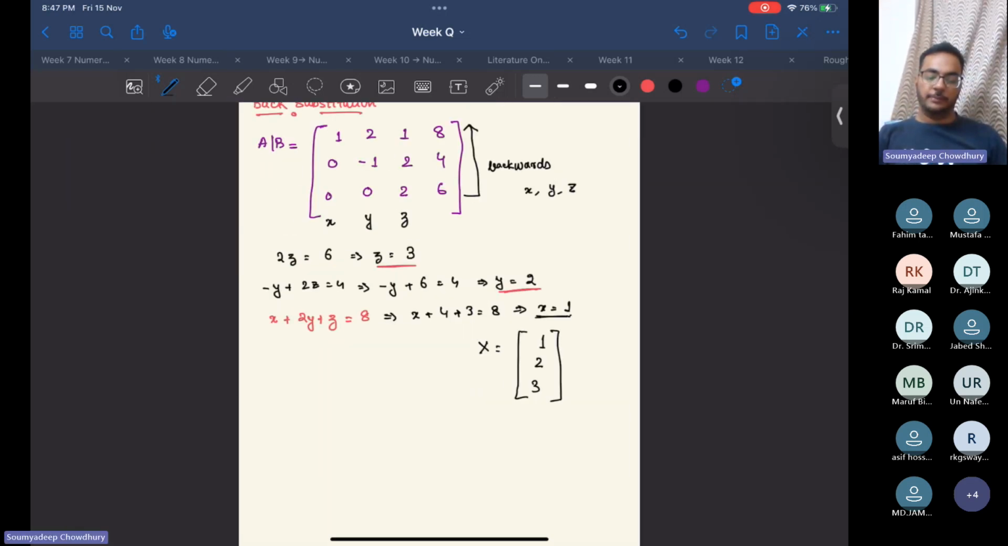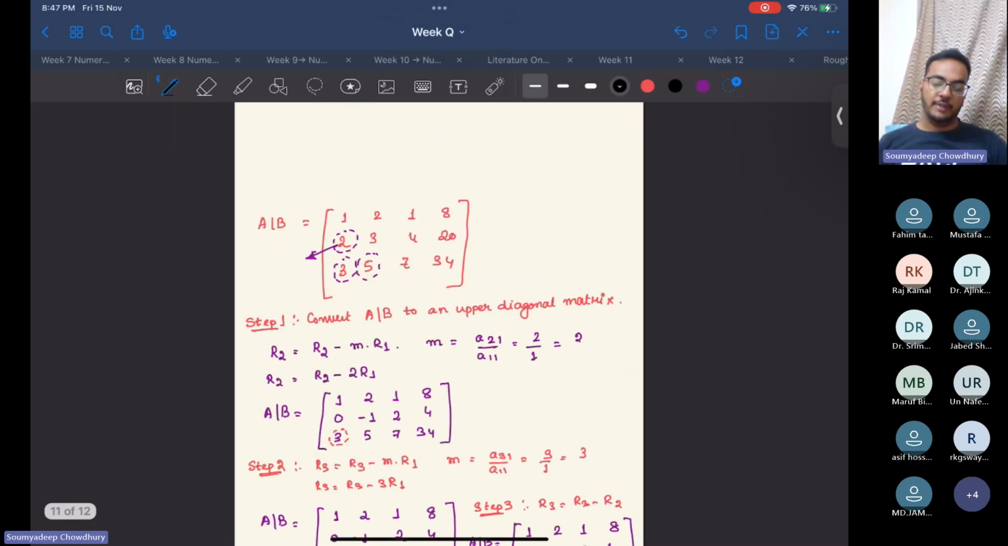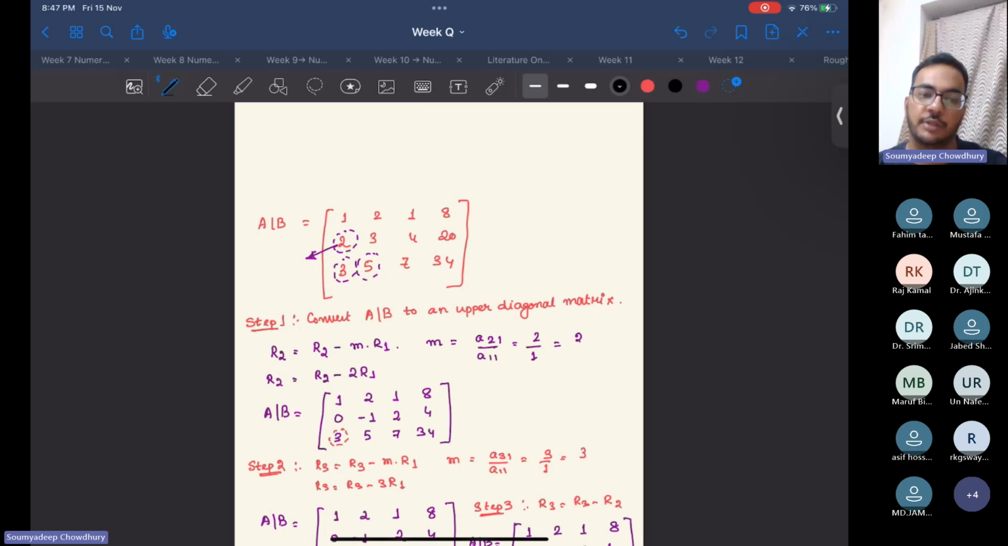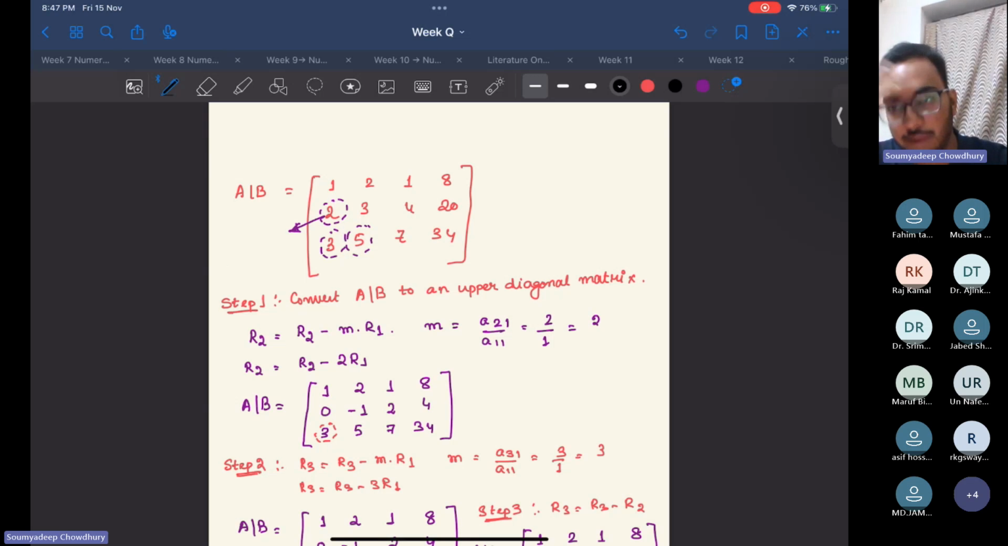So this is the total process of solving by Gaussian elimination and back substitution. First you have to reduce your matrix to an upper diagonal matrix. Then we have to use the back substitution in order to solve this equation. Is this total algorithm clear to you?